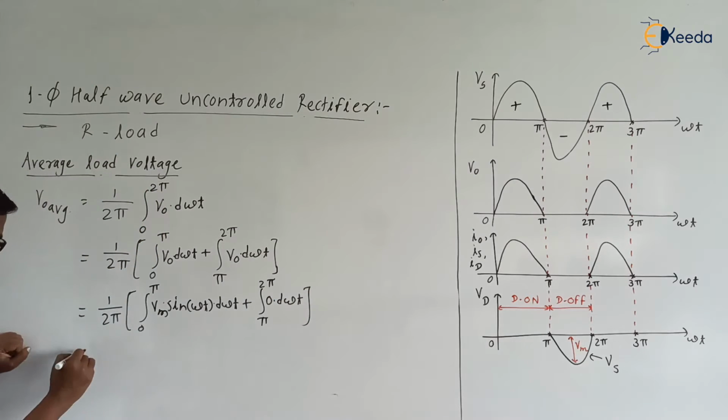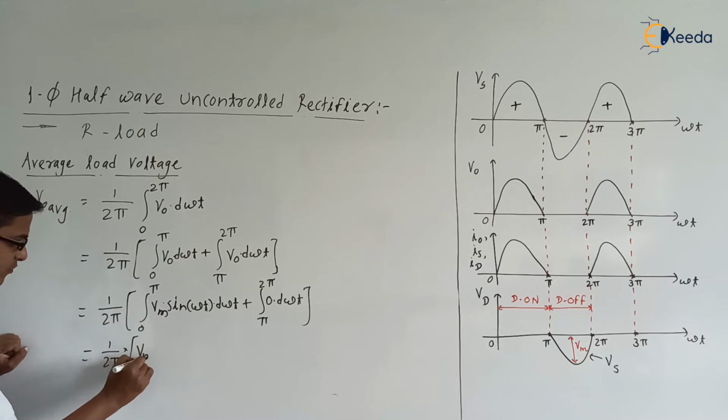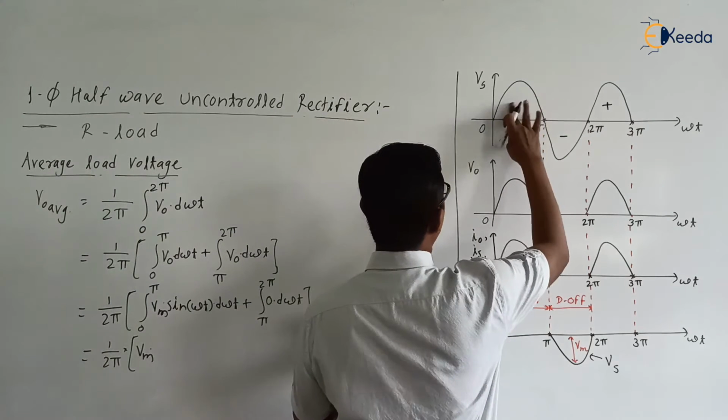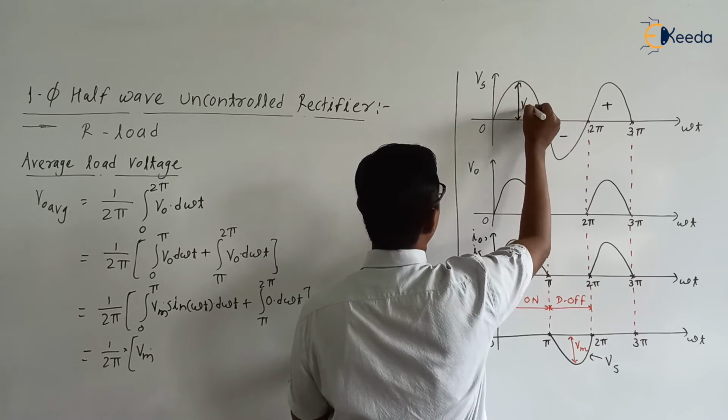Further we can write it as 1 by 2 pi into, this Vm is constant, so can we take it outside? Yes, so it is Vm, that is the maximum value of the supply voltage, right? Vm means the maximum value of the supply voltage. This indicates Vm, the peak value of the supply voltage.